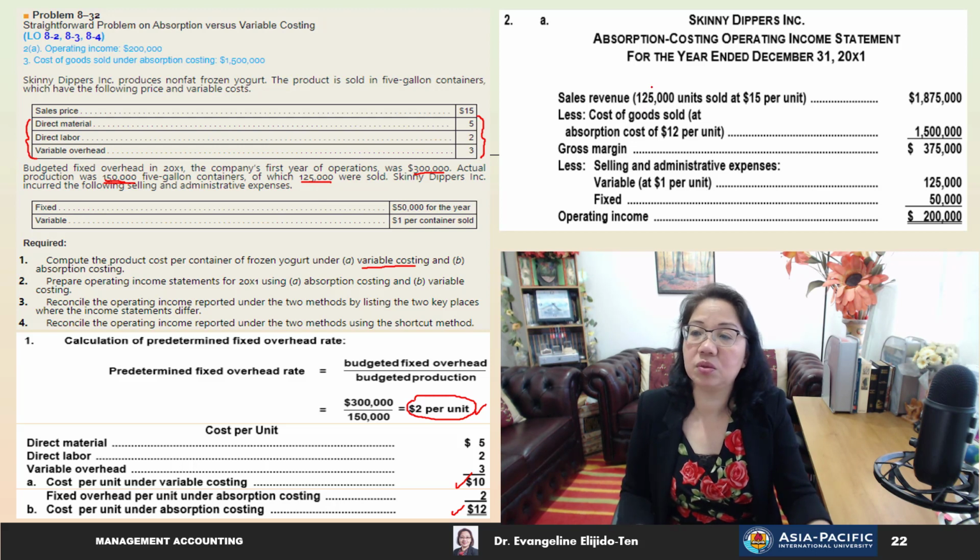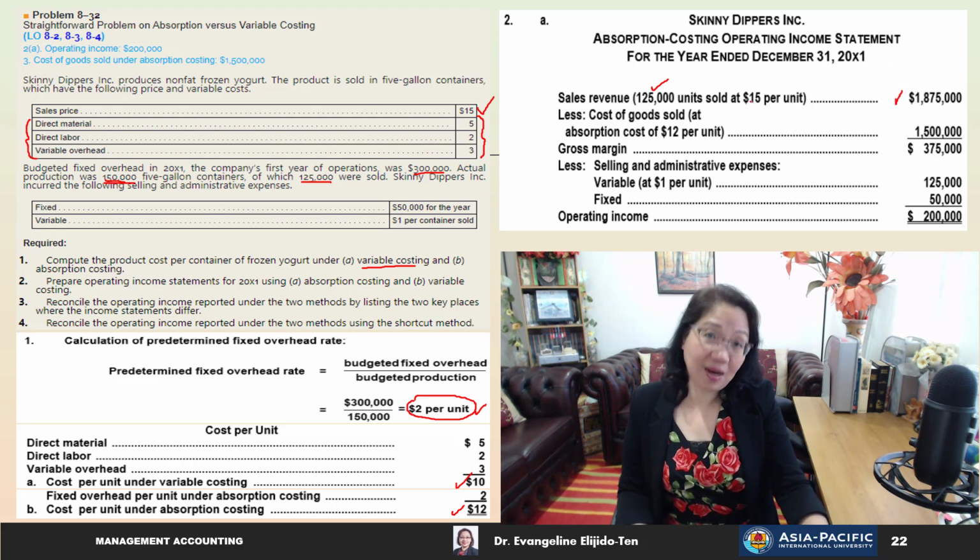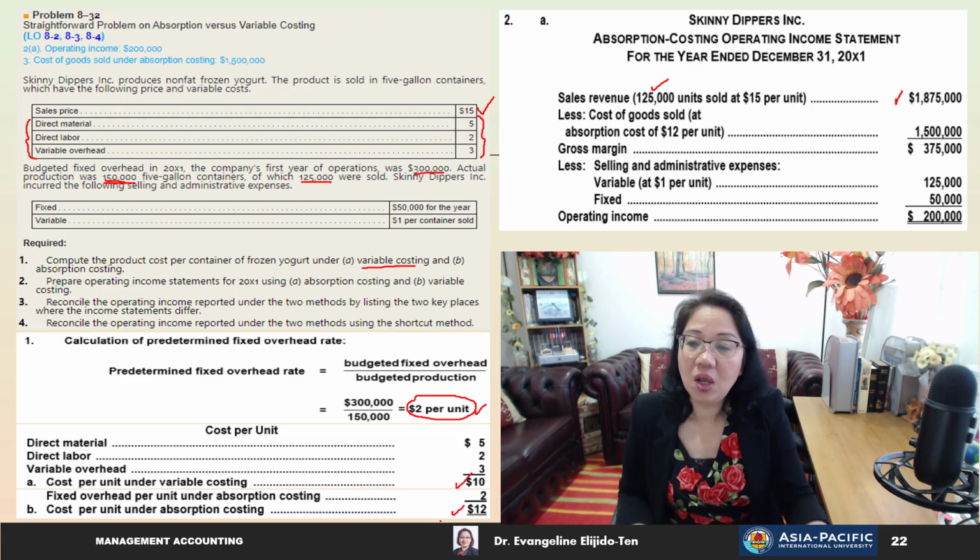So sales would be 125,000 units times the selling price. How much is the selling price? It is given here at $15 per unit. So that comes up to 1,875,000. Then we'll deduct the cost of goods sold. We have already calculated here that the cost per unit under absorption costing is $12. So 12 times 125,000 will give us 1.5 million.